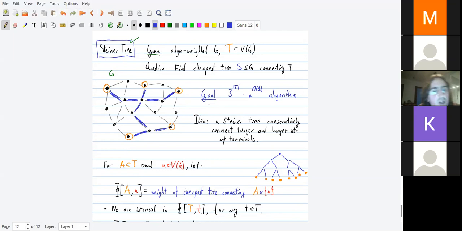So our goal now is to give a 3 to the power the number of terminals algorithm for this problem, and this is often called the Dreyfus-Wagner algorithm, from the names of two guys who invented it in the 70s.